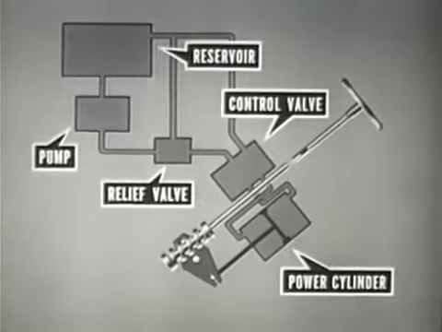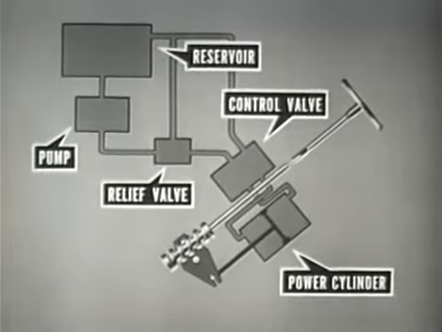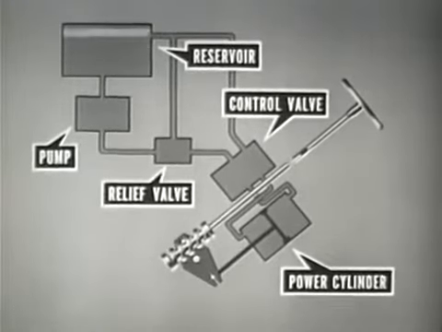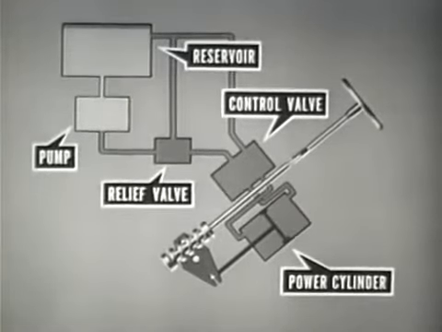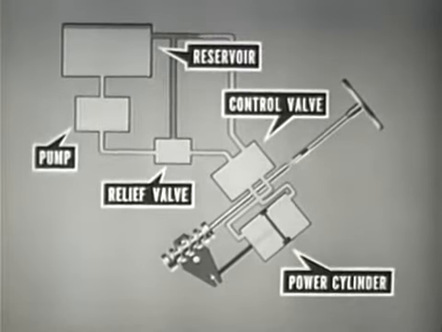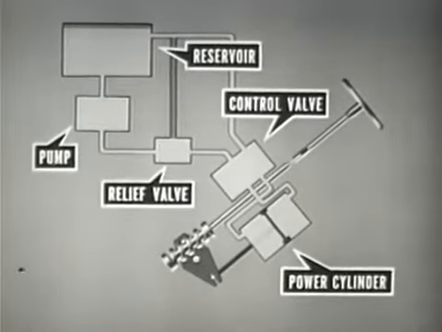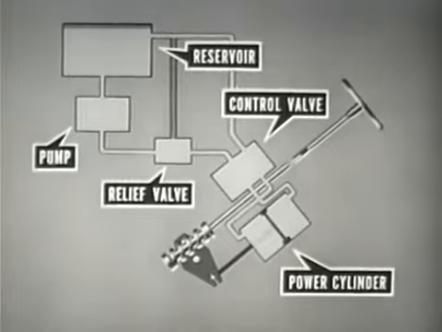Let us view the 5 major components of the hydraulic system as they operate progressively to deliver the steering assist. The reservoir supplies fluid. The pump, driven by the engine, delivers the fluid under pressure to the relief valve and control valve. The control valve, actuated by the steering shaft, directs the fluid to the power cylinder. The power cylinder converts hydraulic pressure into mechanical force by means of a piston.